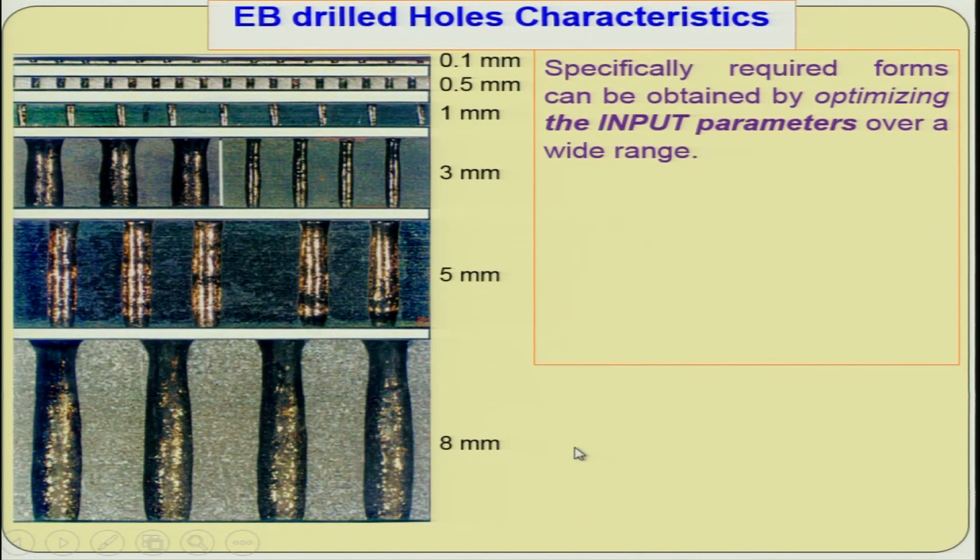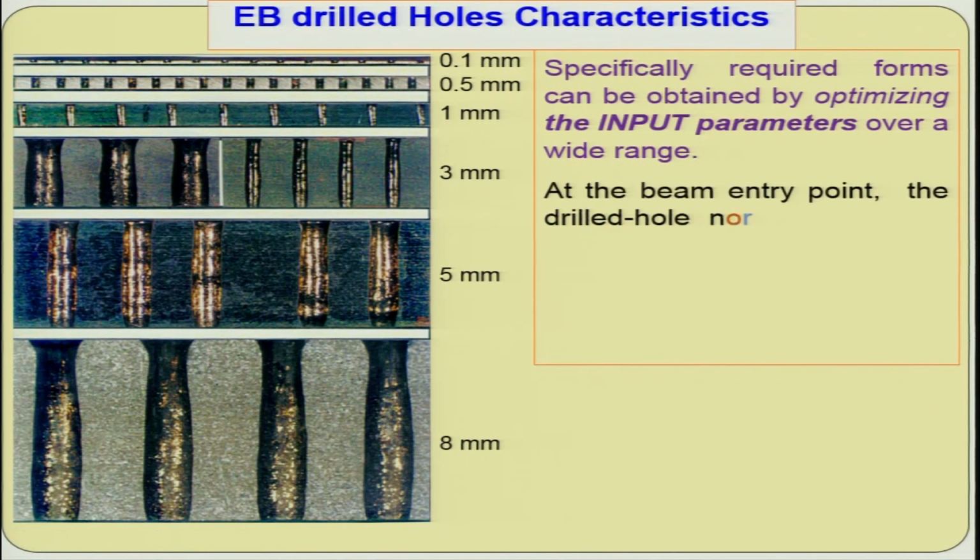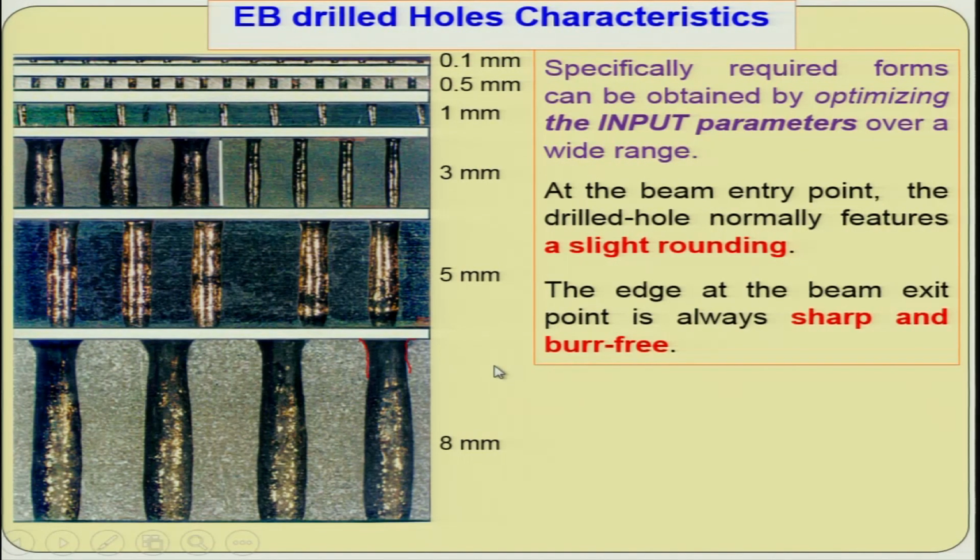So, specifically required forms can be obtained by optimizing the input parameters over a wide range. At the beam entry point, the drill hole normally features a slight rounding. You can clearly see here the rounding of the input hole at the top. Here also there is a rounding. This is the rounding taking place at the entry side of the hole, and the edge at the beam exit point is always sharp and burr free.